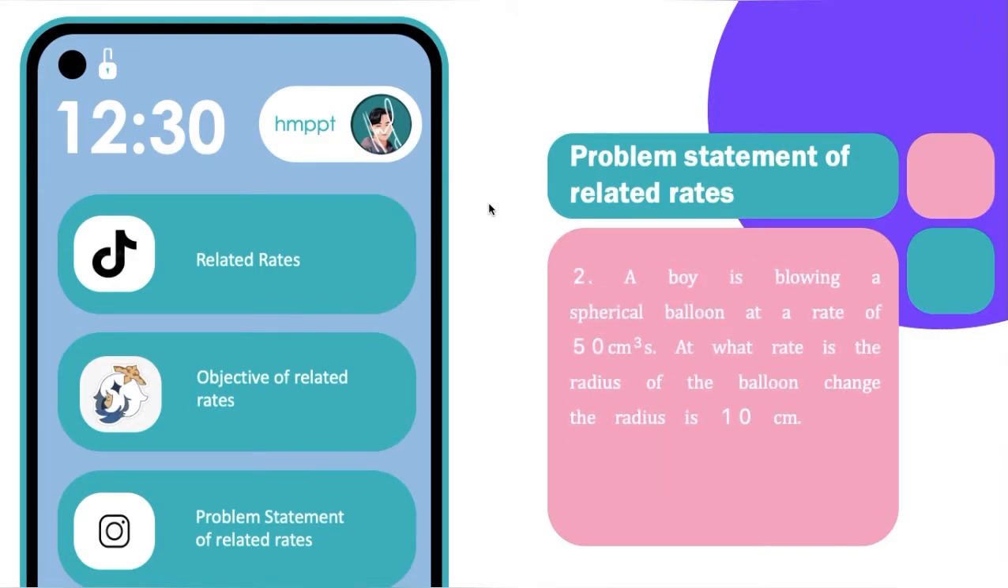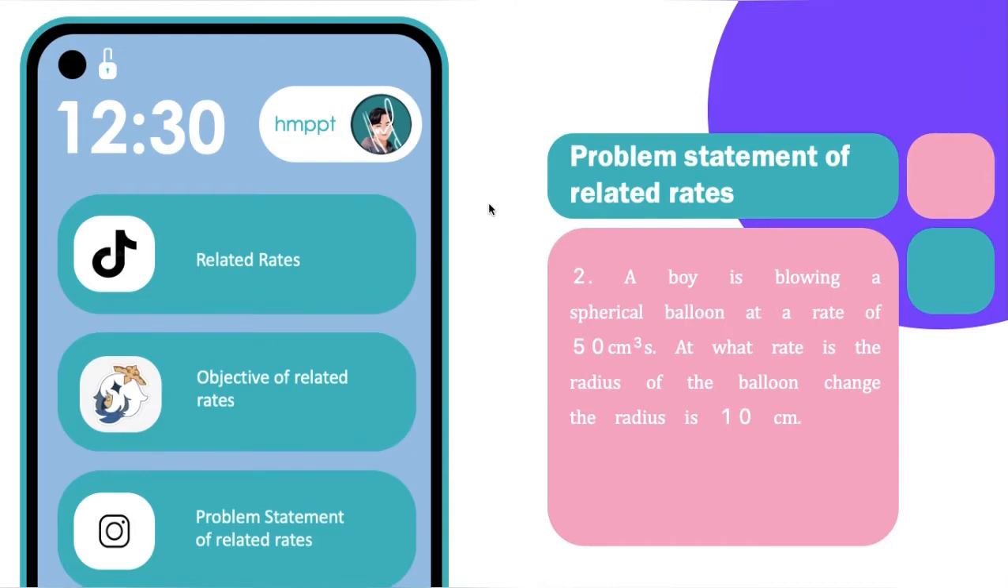So for number 2, a boy is blowing a spherical balloon at a rate of 50 centimeter cube per second. At what rate is the radius of the balloon changing? The radius is 10 centimeter. From this equation also, they have given us the volume of the balloon, which is 50 centimeter cube per second. So at this point, the clues given are a big shot for us when answering the question.